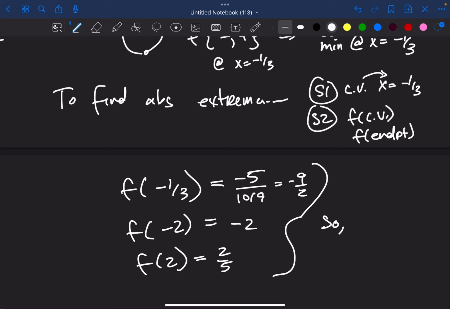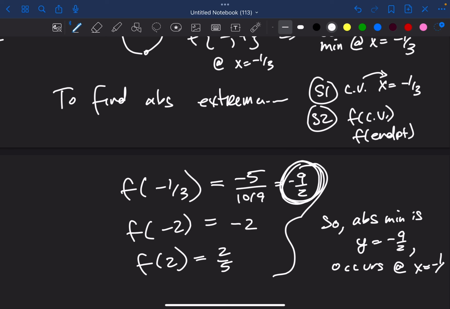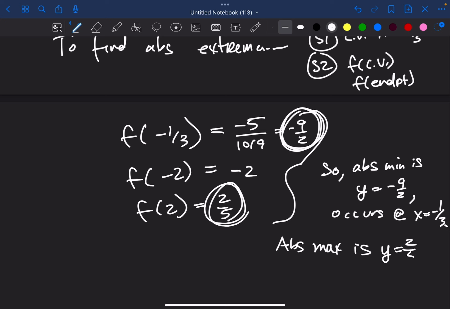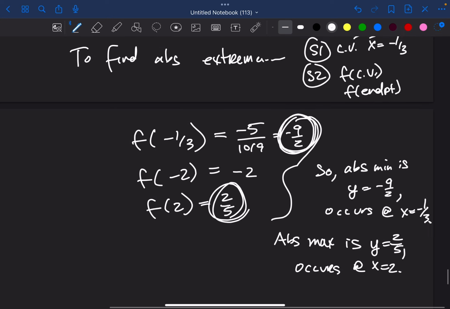So if you take all this information together, notice this is the smallest value we have. So absolute min is y equal to negative 9/2, and that occurs at x equal to negative 1/3. Absolute max is the biggest thing we ever get out of this function, y equal to 2/5, and that occurs at x equal to 2. Okay, and that's it, kiddos.